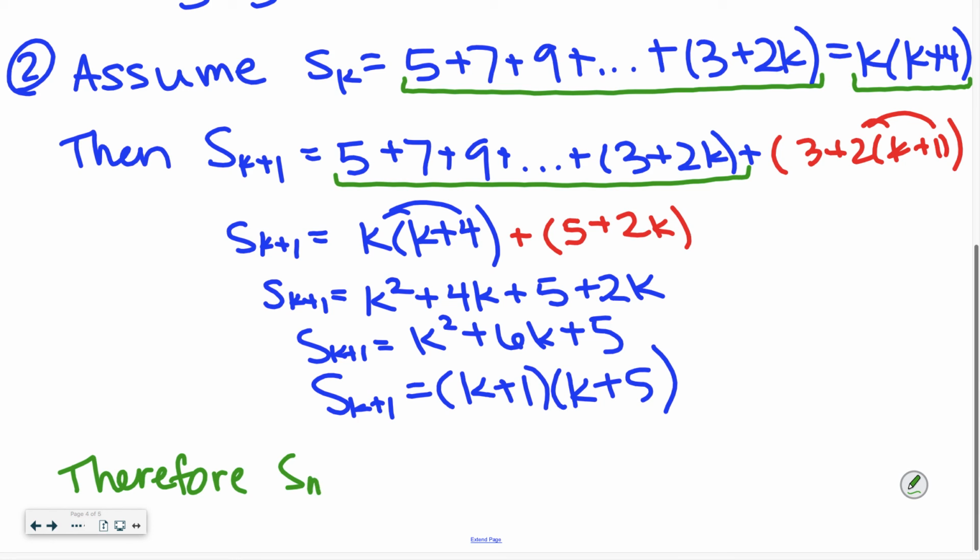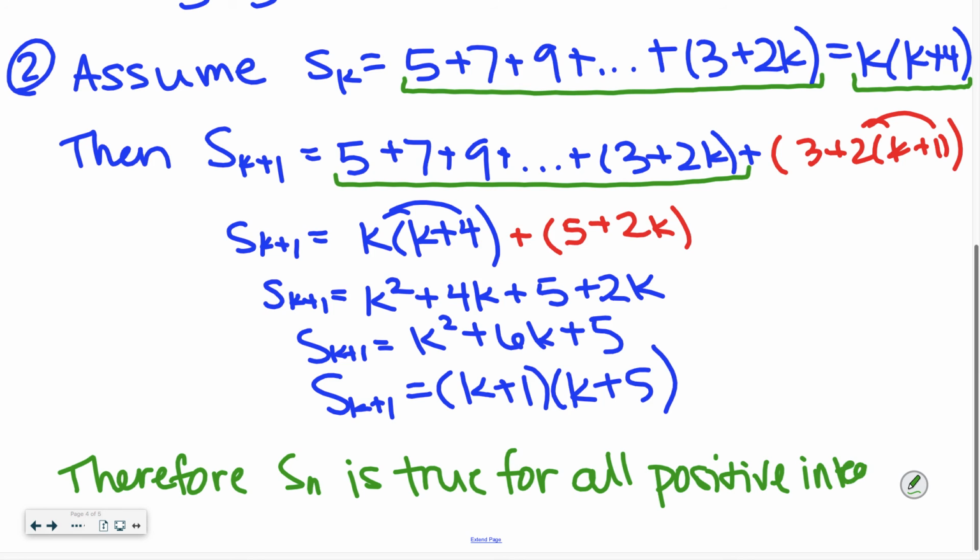Therefore, S of n is true for all positive integers. Now, I know that this is a little rough, and I do not expect perfection for number 11, but I want you to try it. And only number 11. We will talk about and go through number 11 in the morning tomorrow, and then the rest of the time we will work on the other 4 problems.